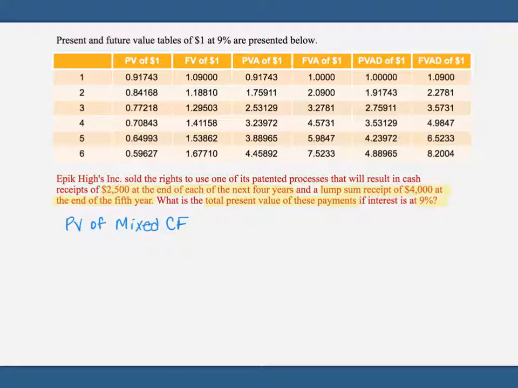So what we're looking for here is first the present value of these 4 $2,500 payments at the end of each of the next 4 years. So being that it's at the end, that's going to be a present value of ordinary annuity. So we want to solve for that. And we also need to know the present value of this one lump sum receipt of $4,000 at the end of the 5th year. So we're looking for the present value of a single sum in that instance.